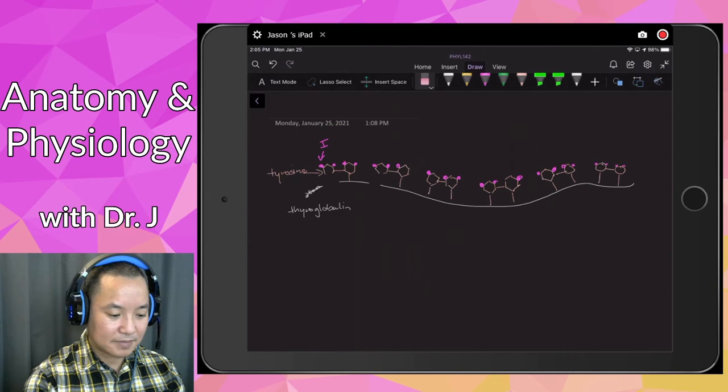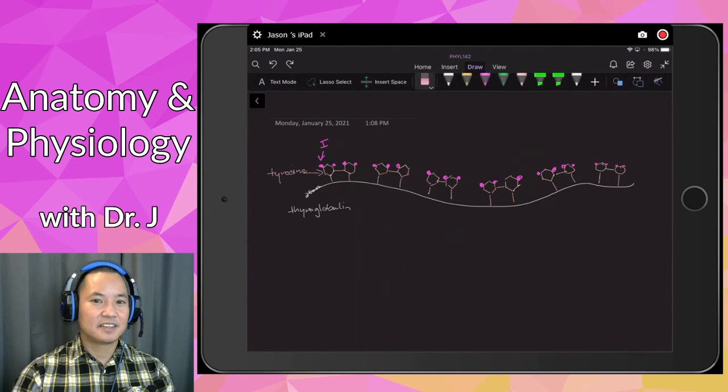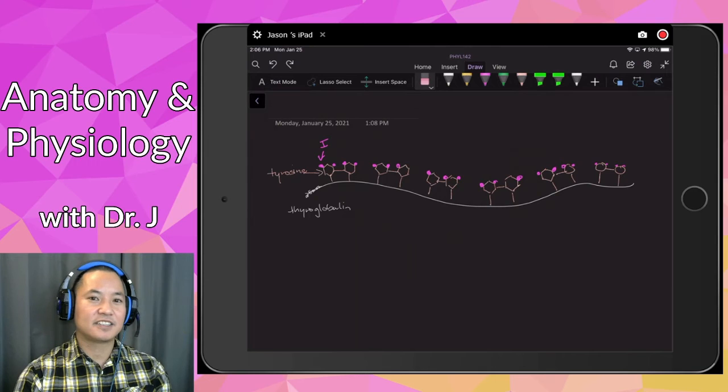But maybe that's too big of an eraser. Can I change my size of eraser? No. Okay, so what happens eventually is that now we have thyroglobulin in the colloid and in the lumen of these follicles, and now you attach all these iodine atoms to them. But notice that all these potential thyroid hormones, they're still stuck to thyroglobulin.